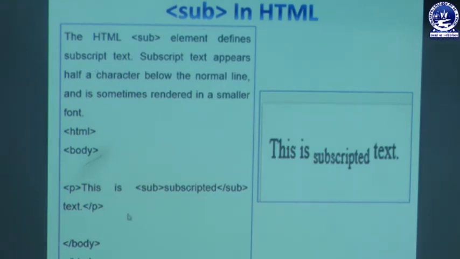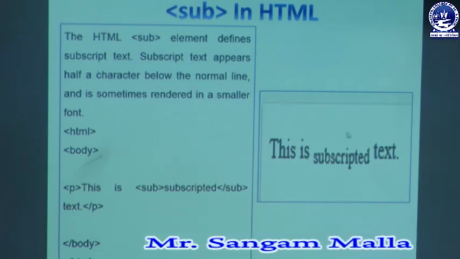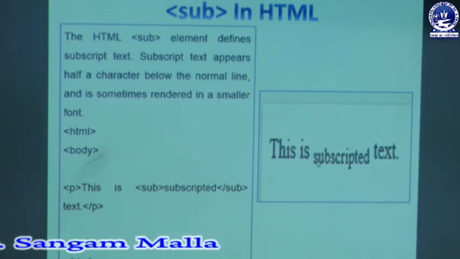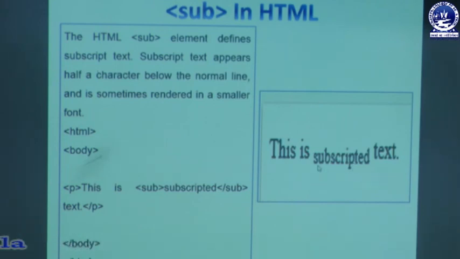So you can see that there is a paragraph written over here. This is subscripted text in which the subscripted word has been written inside SUB tag. So you can see that this is subscripted text in which subscripted word has been subscripted. So it has been done by the SUB tag in HTML document. So whenever we want to give any chemical reactions where the values have been written as the subscripted value, at that time we can take the help of SUB tag.